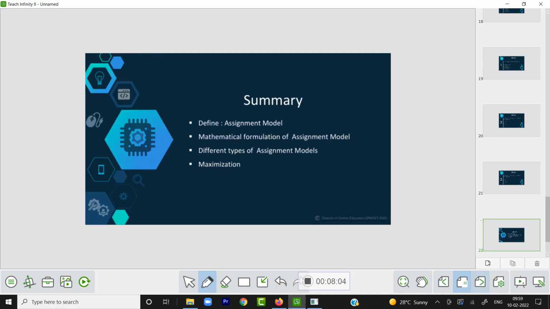Yes, summary. Assignment model: what it is, mathematical formulation, different methods of assignment models, and how to maximize for the given problem. Thank you.